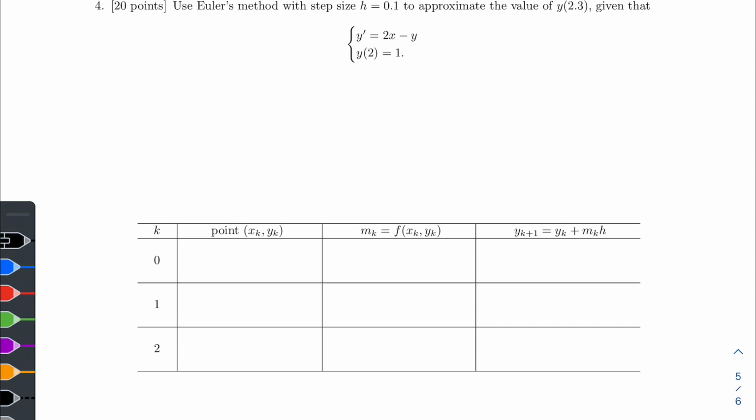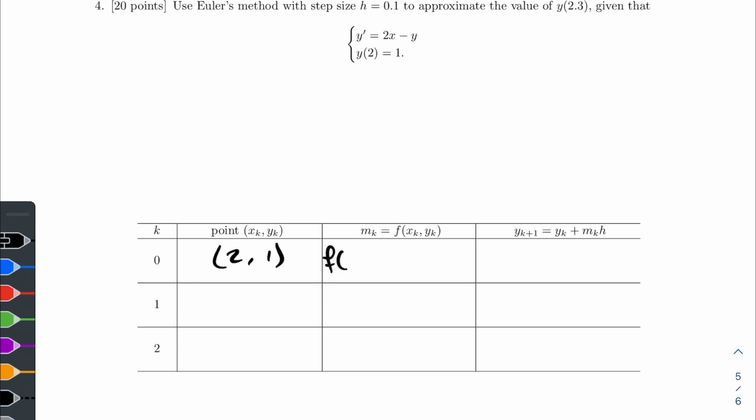But you should know how to do this problem with or without the table is what I'm saying. So anyway, I'll do it with the table, because if I didn't have the table, I would just write my own table. The point that we start with is going to be 2, 1. This just comes from this IVP right here, y of 2 equals 1. And then our whole process is going to be, all right, figure out the slope, and then add previous y value plus slope times your step size, and that'll give you your next y value.